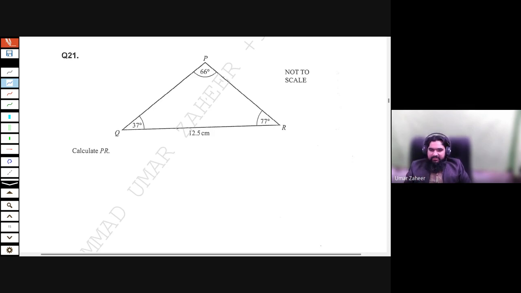It is obviously not a right angle triangle, so we have to use a sine rule or cosine rule. We have a side and its opposite angle. We have to find this side, and we have its opposite angle. So we have to go for sine rule or cosine rule. Sir, cosine.